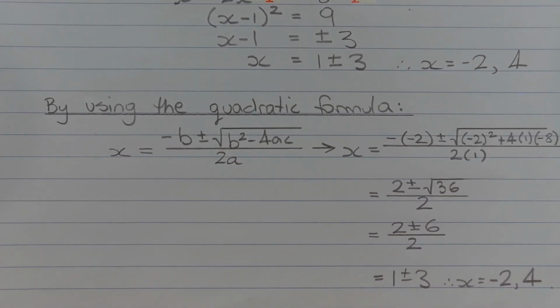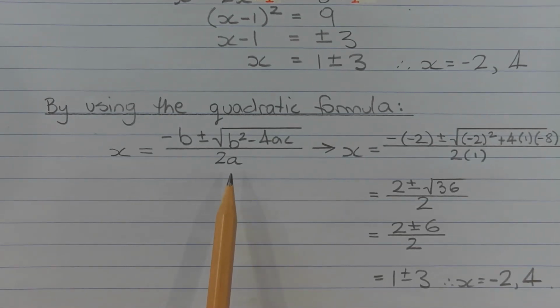And finally, using the quadratic formula, we can just substitute the coefficients of x squared and x and the constant term, which is negative 8, into a, b, and c in the quadratic formula. So x is equal to negative b plus or minus the square root of b squared minus 4ac, over 2a.